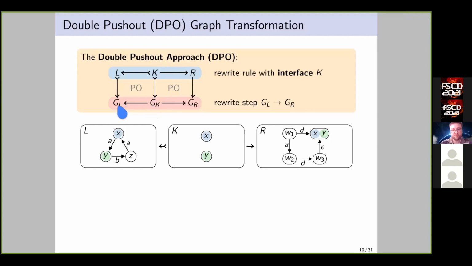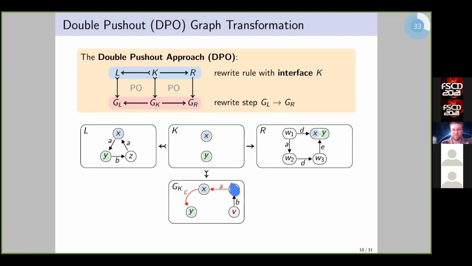So the double push out gives rise to a rewrite step from the graph GL to the graph GR if we have 2 such push out squares. You can basically think of this middle graph here as the host graph without the pattern. If you do the push out here, you glue in the pattern L into the host graph. And if you put a push out here, then you glue in the right-hand side into the host graph.